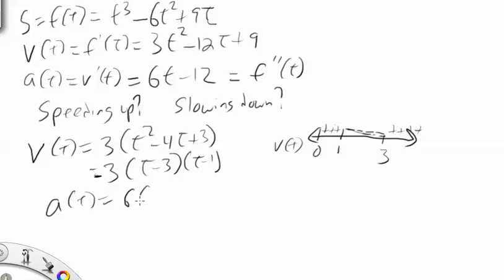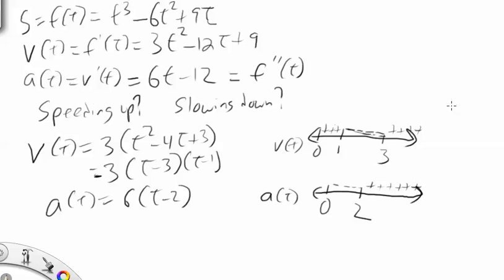Now I look at my acceleration. If I look at my acceleration, I can take out a 6. I get t minus 2 times 6. Now my breaking point for acceleration is actually at 2. So I can check that. So I have 0 and I have 2. Well, if I check 1, of course, I'm positive times negative, which is negative. So I have negative acceleration. And then, of course, when t is greater than 2, any number you want, I'm positive acceleration.